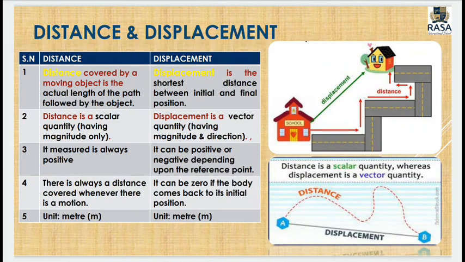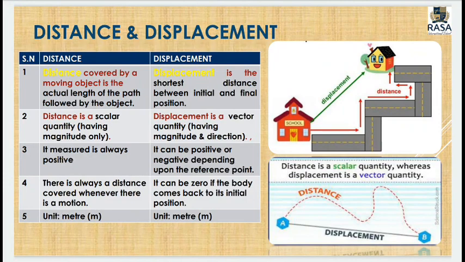Then what you do, you connect a straight line or a line of sight path, and that length will be your displacement. Distance is always positive because when you move there must be some distance or length covered. Displacement can be positive or negative.